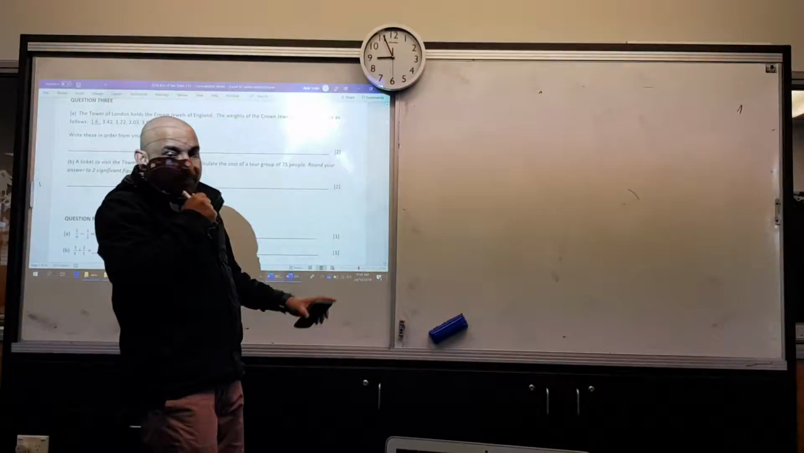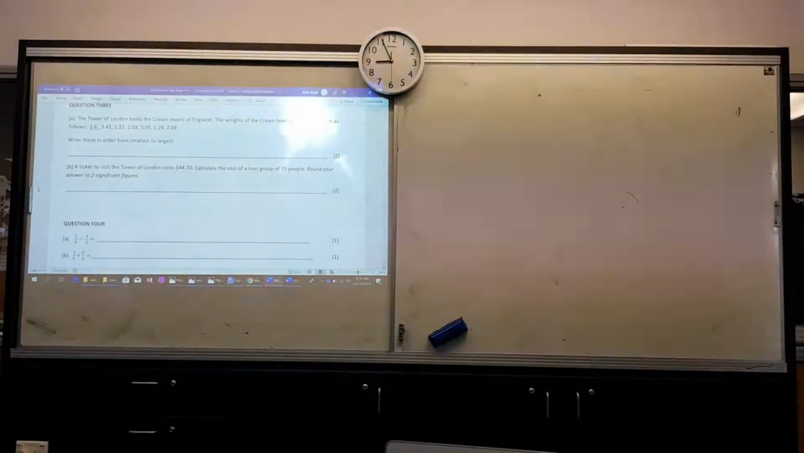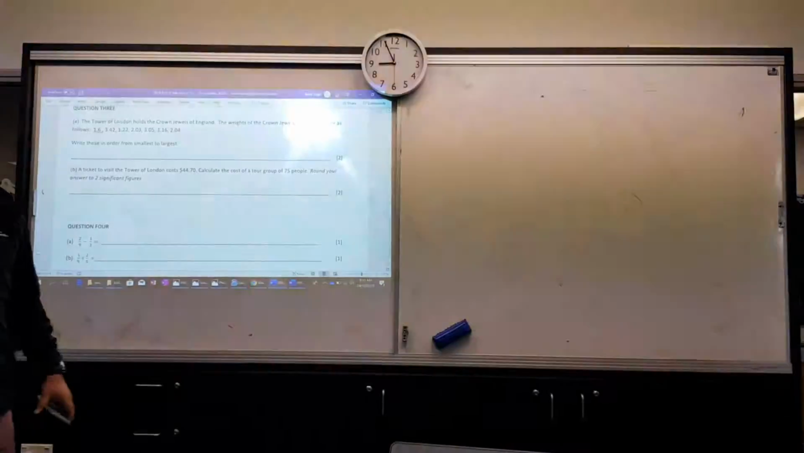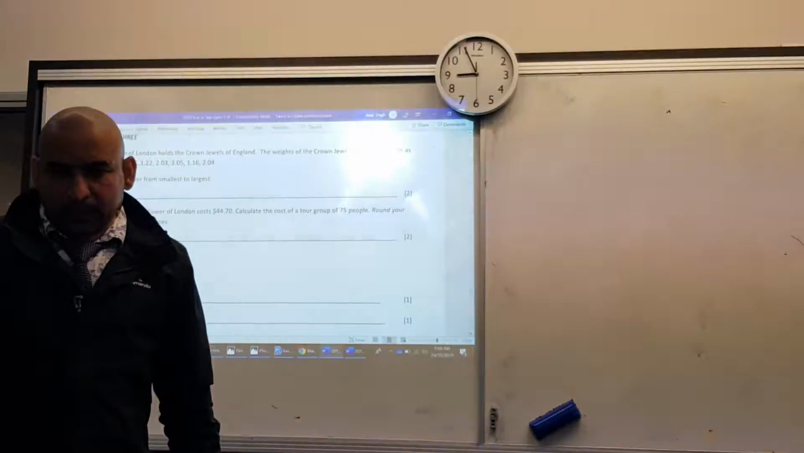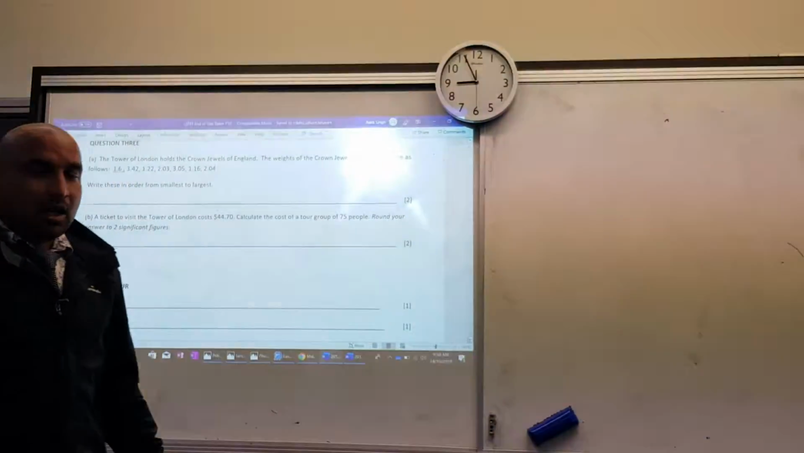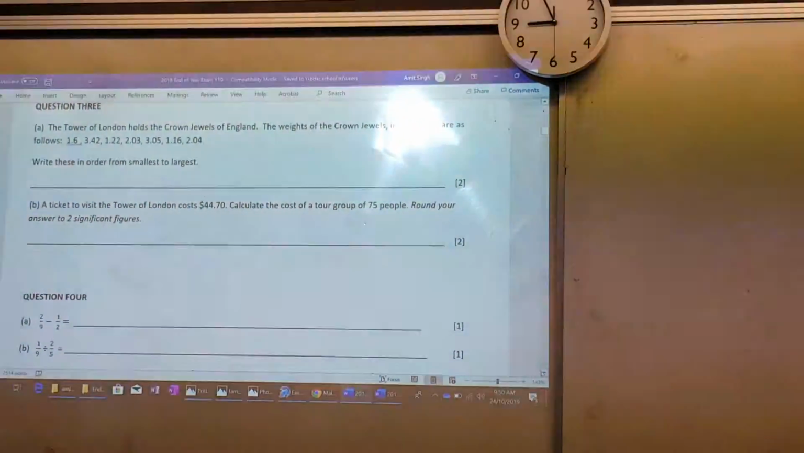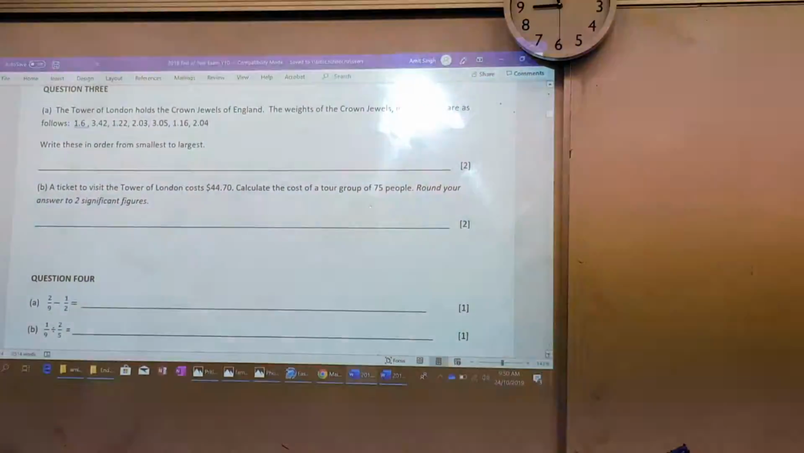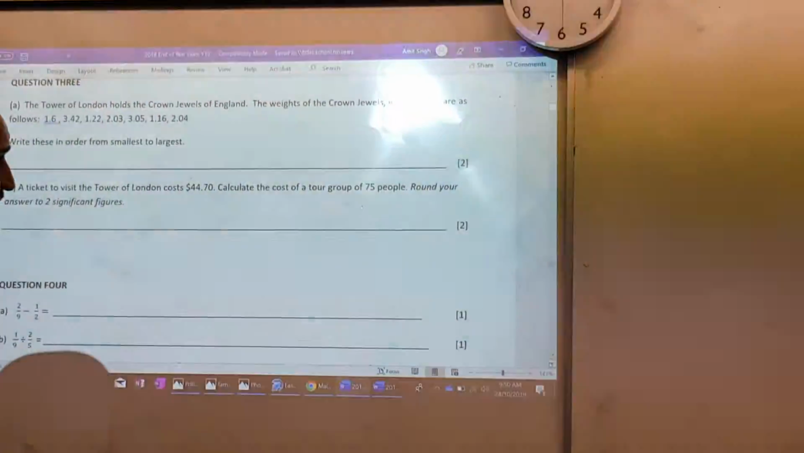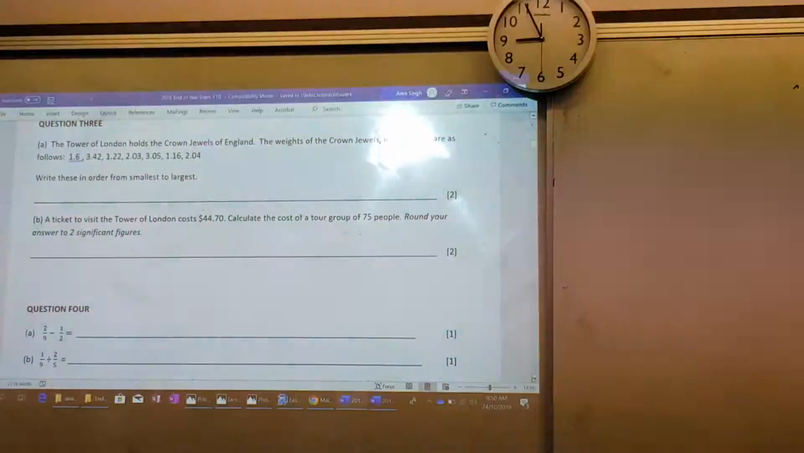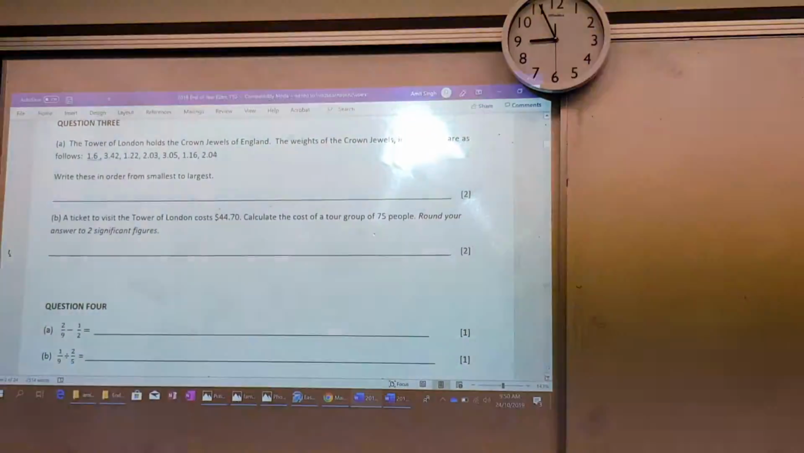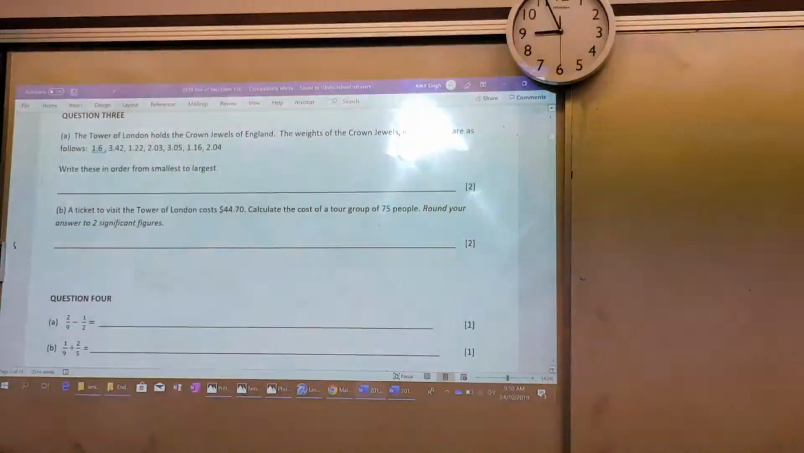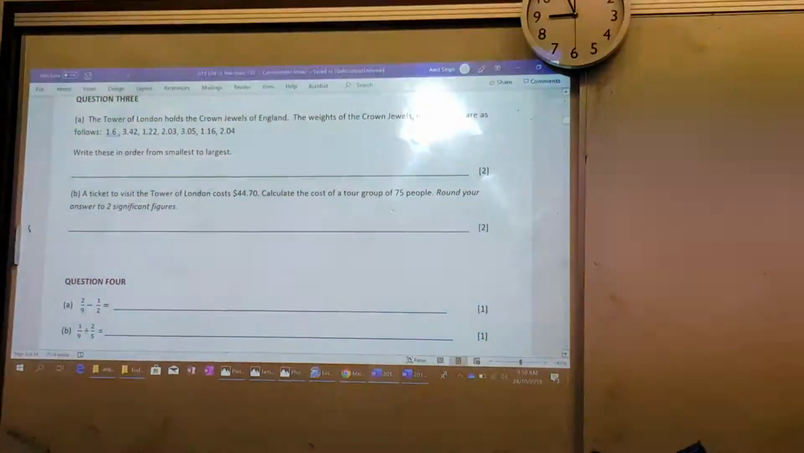Question number 3 now. The same London question over there. This time it is testing your arrangement. It says the Tower of London holds the crown jewels of England. The weights of the crown jewels in kilograms are as follows: 1.6, 3.42, 1.22, and so on. Write these in order from the smallest to the largest.